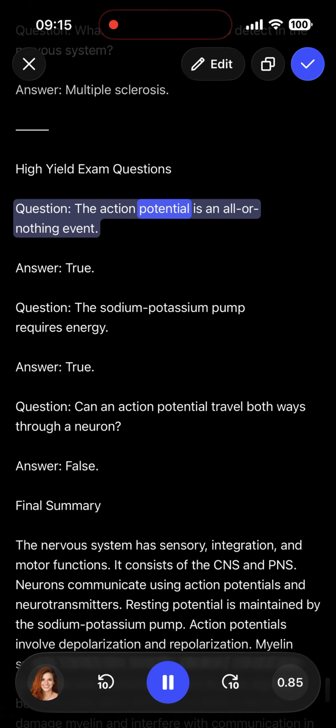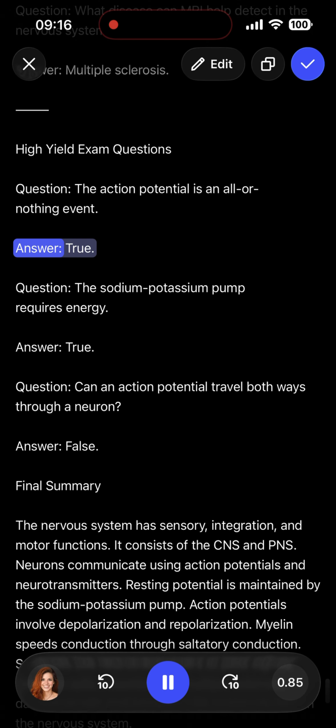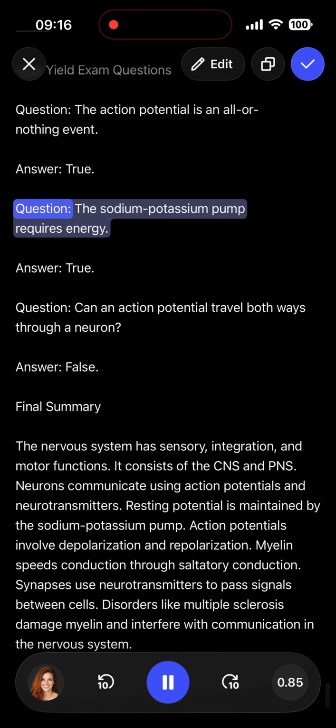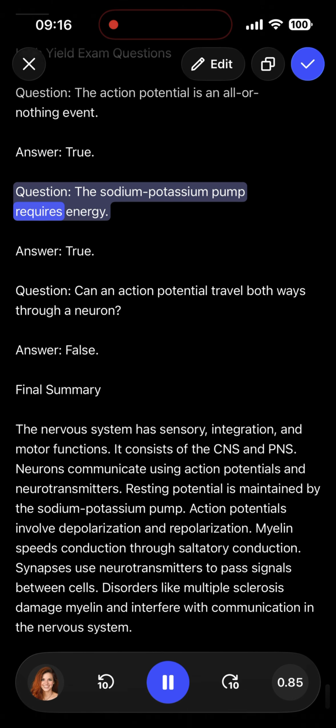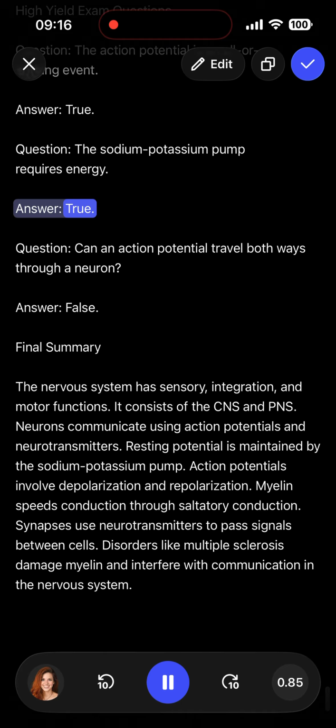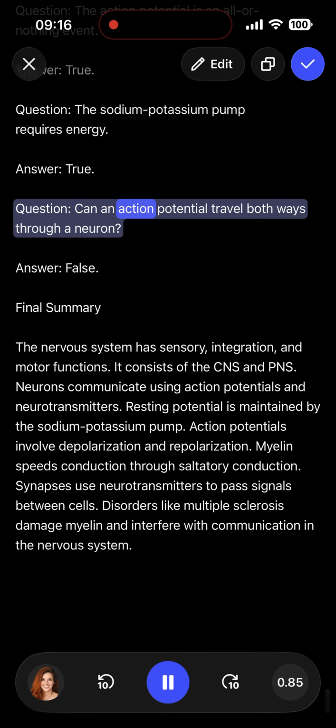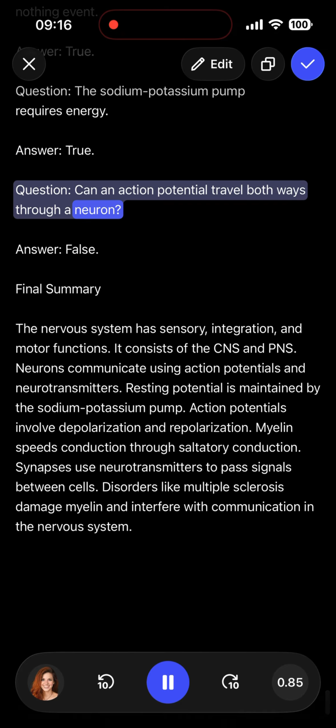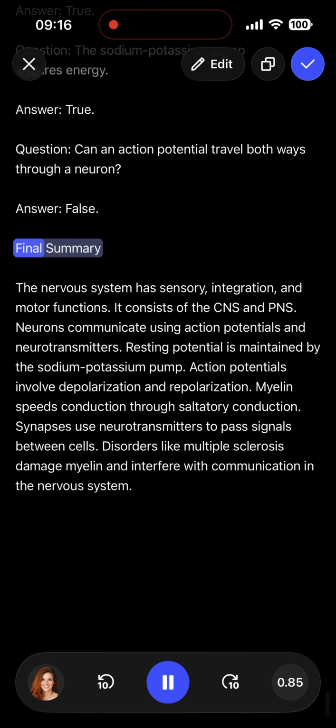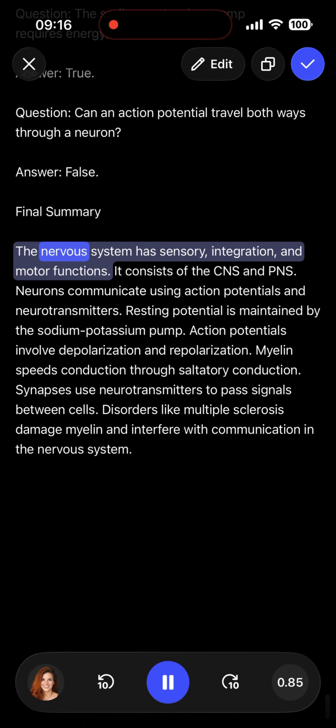High-yield exam questions. Question, the action potential is an all-or-nothing event. Answer, true. Question, the sodium-potassium pump requires energy. Answer, true. Question, can an action potential travel both ways through a neuron? Answer, false.